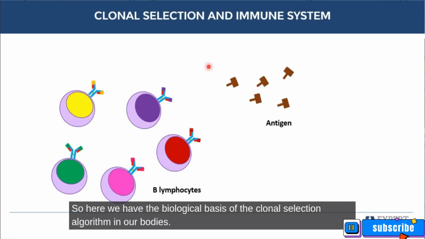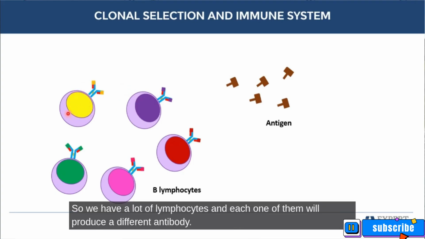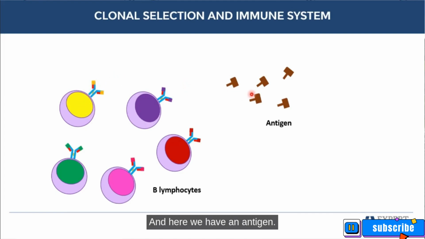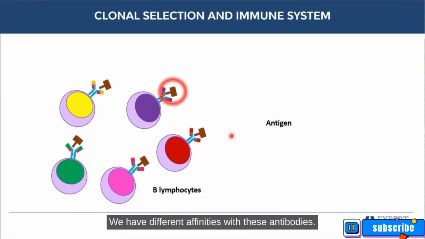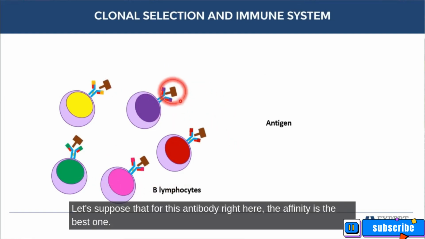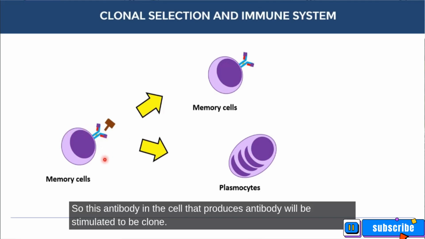So here we have the biological basis of the clonal selection algorithm. In our bodies, the B lymphocytes are responsible for producing diverse antibodies. We have a lot of lymphocytes, and each one of them will produce a different antibody. And here we have an antigen. We have different affinities with these antibodies. Let's suppose that for this antibody right here, the affinity is the best one. So this antibody and the cell that produced it will be stimulated to be cloned.